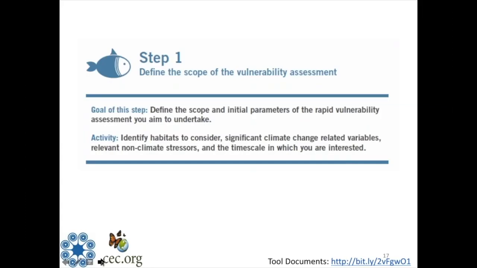But step 1 is defining the scope of your vulnerability assessment. This is step 1 to many processes, because the goal of this is to define that scope, list out some initial parameters, and kind of focus your work. So identify some habitats or components of your system you want to consider, some of the climate change variables you're interested in, some of the other things that may be going on the ground around these climate change issues, so relative non-climate stressors, and of course a time scale from what you're interested in into the future that's more related to your management planning horizons.